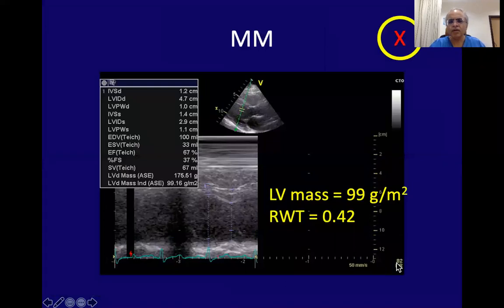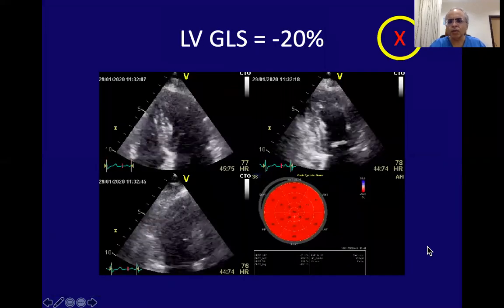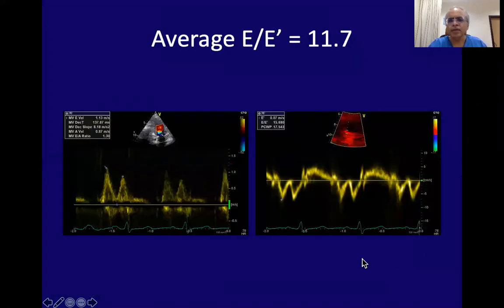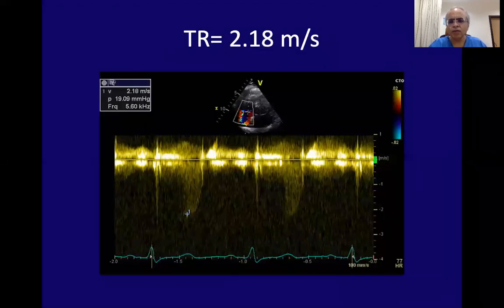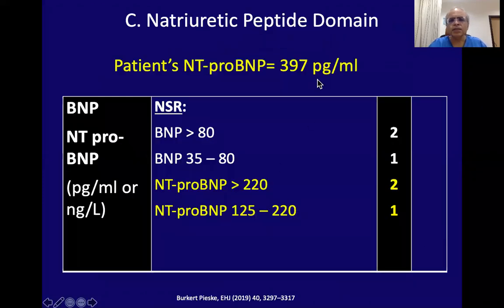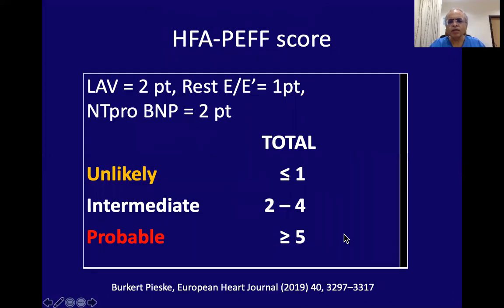The mass is not increased, we don't get any score. GLS is normal, we don't get any score. The E prime is 11, E by E prime is 11.7, we get 1 score. TR is normal, we don't get any score. The patient's BNP is 397, we get 2 scores. So adding all this together, we get a score of 4 to 5, which is an intermediate score, where the ESC guidelines advise to go for a diastolic stress test.